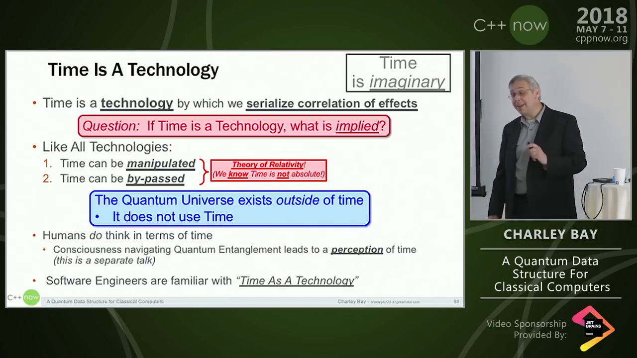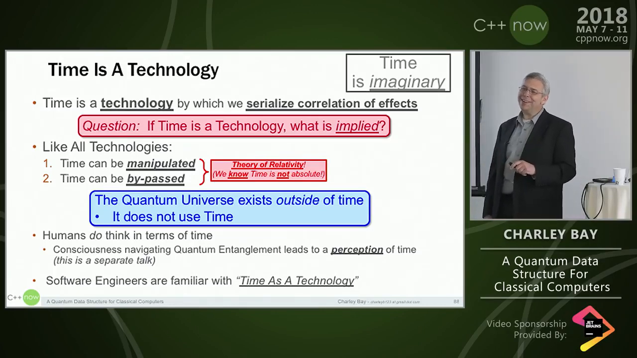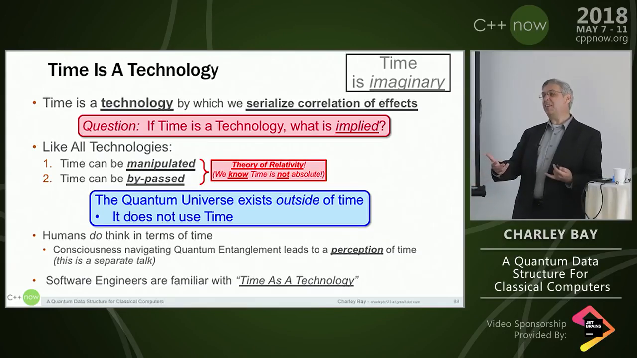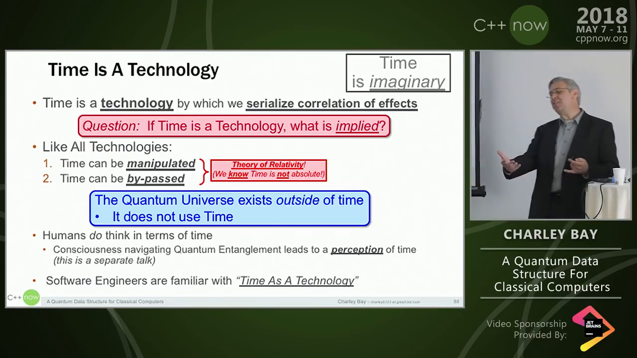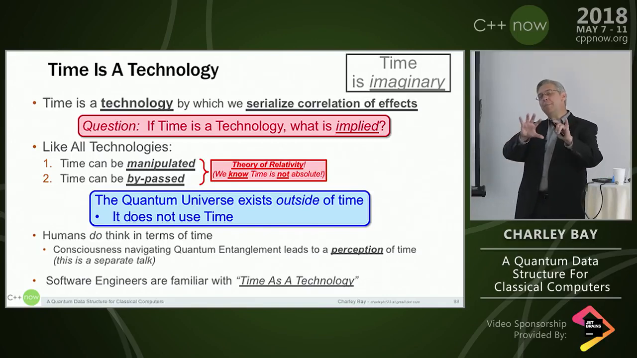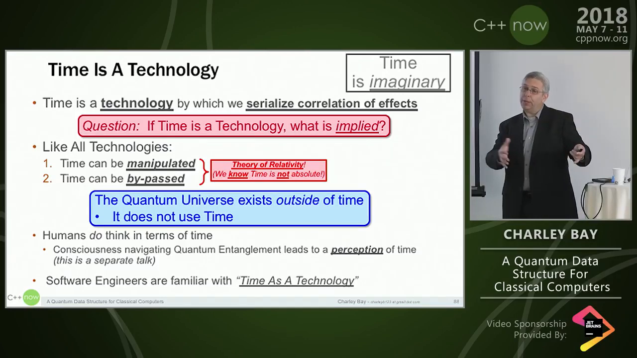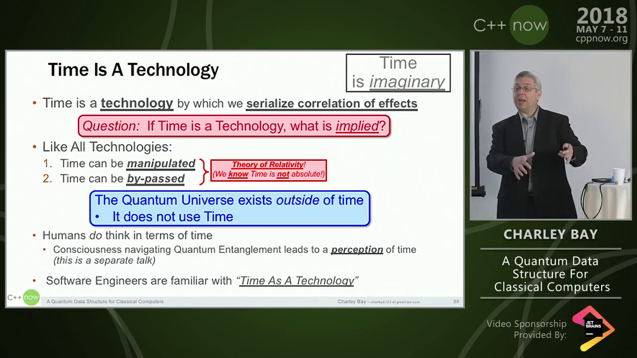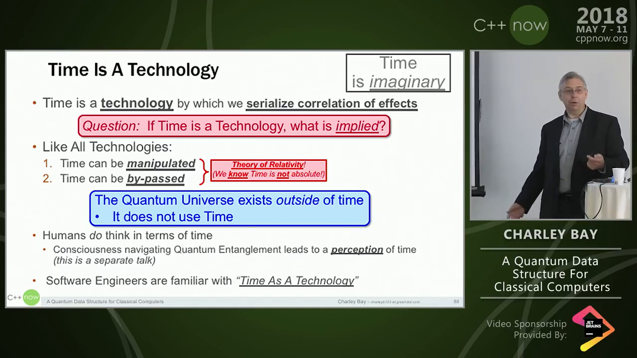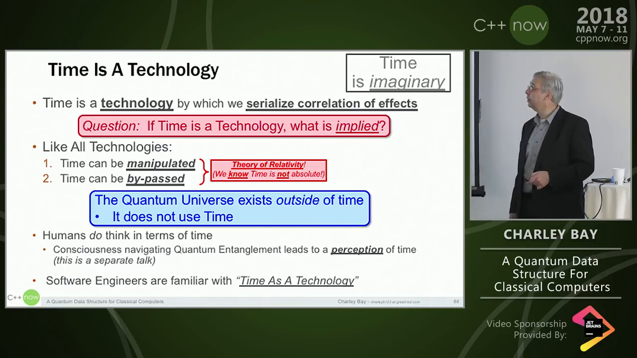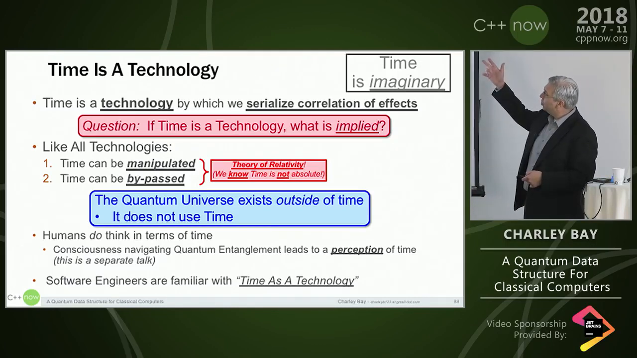Well, actually time's a technology. Well, what's technology? It's sort of this useful framework, a technological construct. It's a model by which I'm going to describe things, and consistent with this model, I'm going to use that as a tool to predict things or structure things or maintain invariance. That sounds like a very useful tool. Oh, it is. Most people use time a lot. So if time's a technology, what's implied?